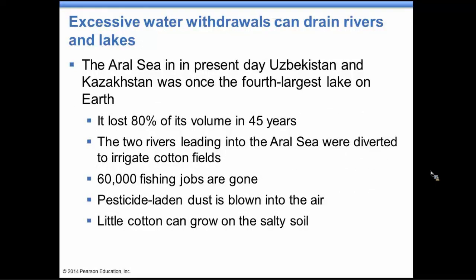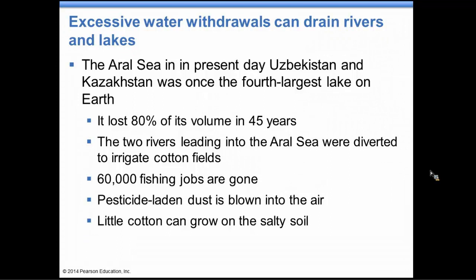This is a great case study. It's the Aral Sea. It's in present-day Uzbekistan and Kazakhstan, and it was once the fourth largest lake on Earth. I know National Geographic did a big study into this, and if you have time, I recommend looking it up. There's a lot of great pictures, and it's lost 80% of its volume in 45 years. The two rivers leading into it were diverted to irrigate cotton fields, and 60,000 fishing jobs have been destroyed as a result. Pesticide-laden dust is now blown in the air, and little cotton can grow on the salty soil. So it's really destroyed both industries, and you can really see it from the photos, where this used to be a gigantic lake, and now it's all gone.